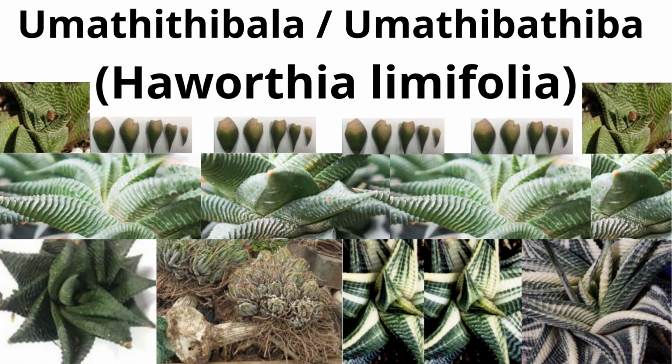The different parts of Umathithibala are used by traditional healers to treat different ailments. The roots of Umathithibala can be used to make concoctions to treat gastrointestinal ailments such as constipation, diarrhea, dysentery, hemorrhoids, indigestion, nausea, stomach ache, and worms.